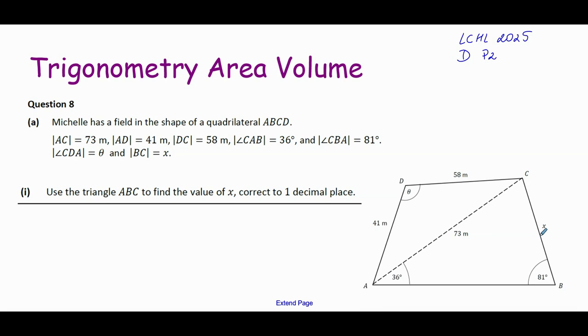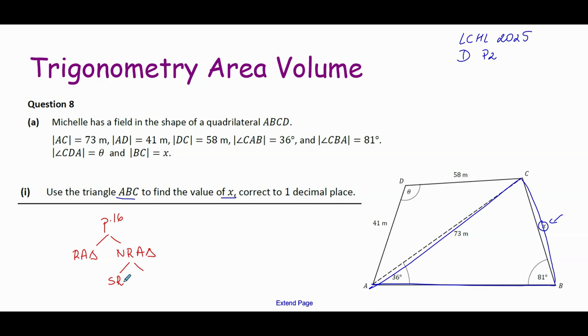The first part, we are told to use triangle ABC. So that's the triangle to use to find the value of x correct to one decimal place. And what is the value of x? That is a side. So triangle, what do we think about? Page 16 indeed. First question we ask ourselves, is it a right angle triangle or not a right angle triangle? And in this case, it is not a right angle triangle.